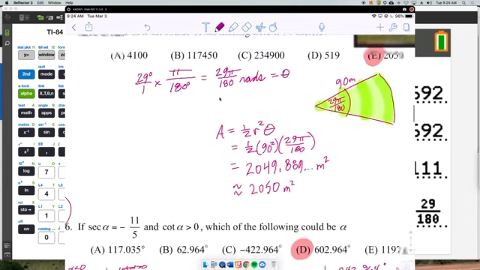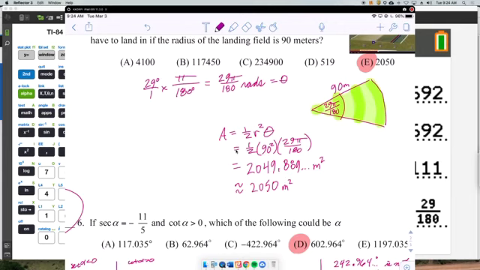So there you go. If you want to be a javelin thrower, you say, man, I have pretty good odds of landing in the field. There's over 2,000 square meters of places I could throw.